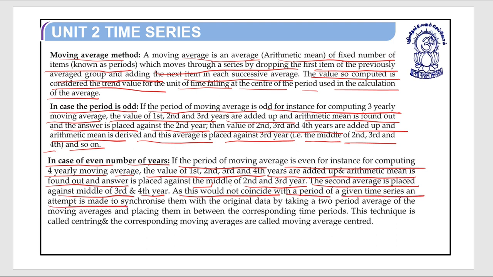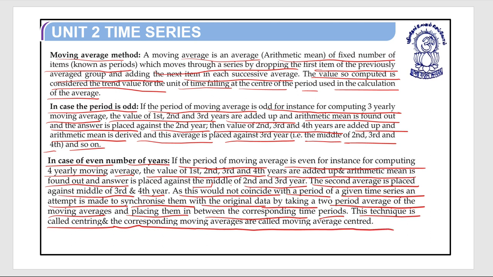An attempt is made to synchronize them with the original data by taking a 2-period average of the moving averages and placing them in between the corresponding time periods. This technique is called centering, and the corresponding moving averages are called moving averages centered.